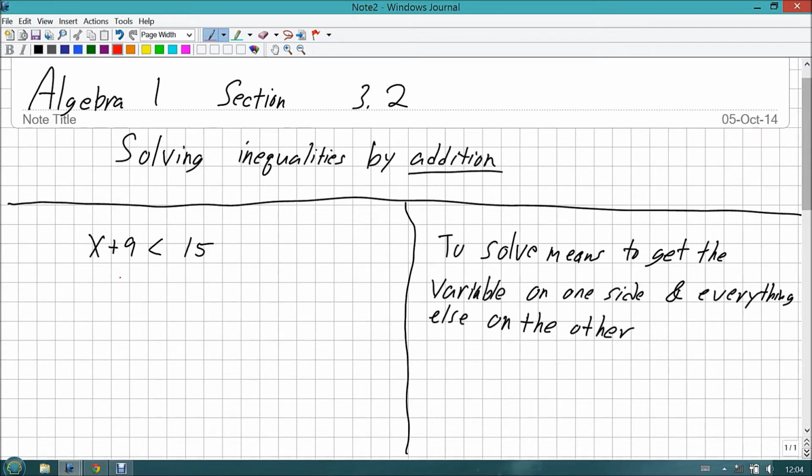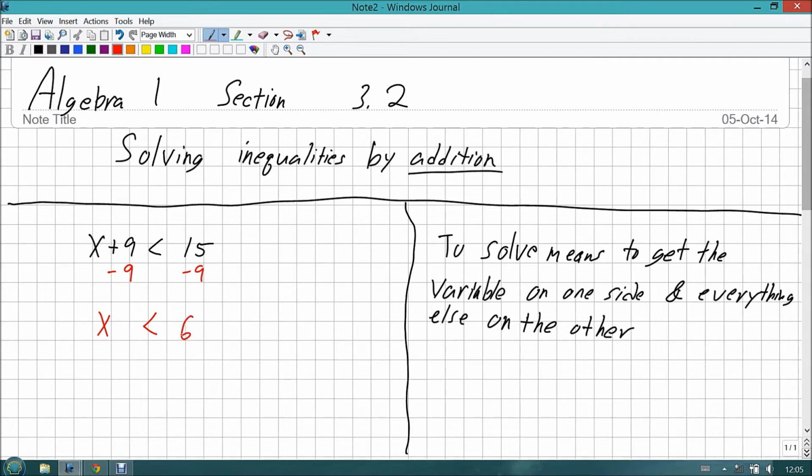So to get rid of this 9, we would of course do whatever we do to one side of an equation, we have to do to the other. That still holds true with inequalities. So if I want to get rid of the 9, I would subtract 9 or add negative 9. On the other side, I would have to do the exact same thing to keep things balanced. So we have x plus 9, and then plus a negative 9 gives us just plain old x on the left. And then on the right we have 15 plus negative 9, which would give us a positive 6.